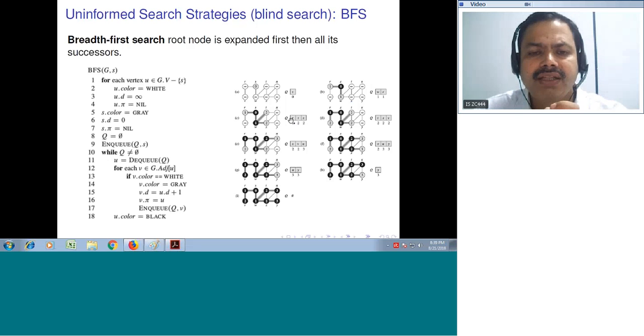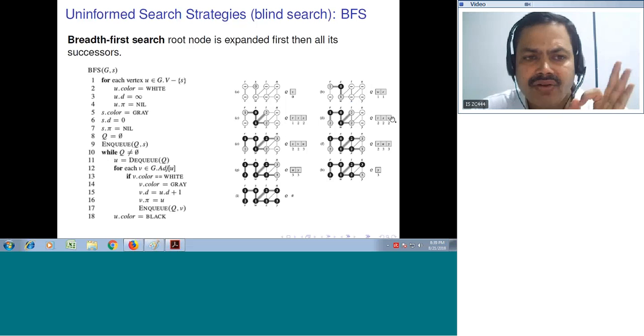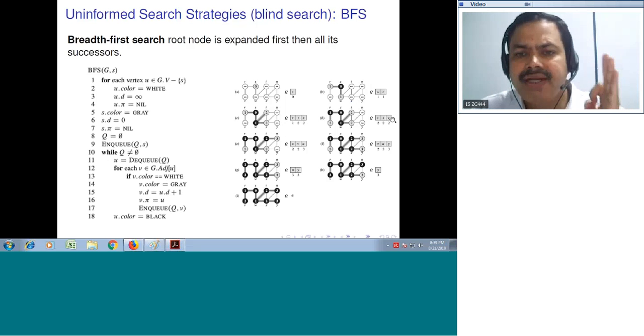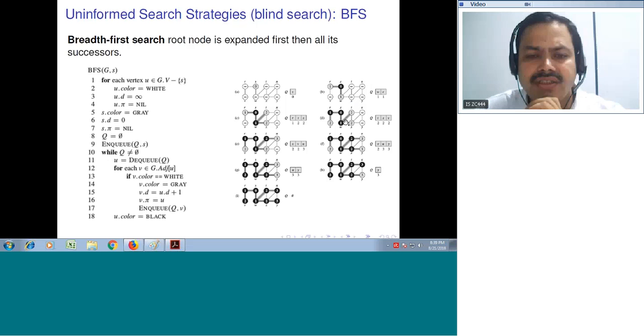Then we take out the R, and when we take out the R, R also becomes black. You see the R becomes black, and what is nearby the R? It is V. V is placed behind this. So in breadth first search, we implement a queue. That is the important thing, and therefore this is the sequence we have.